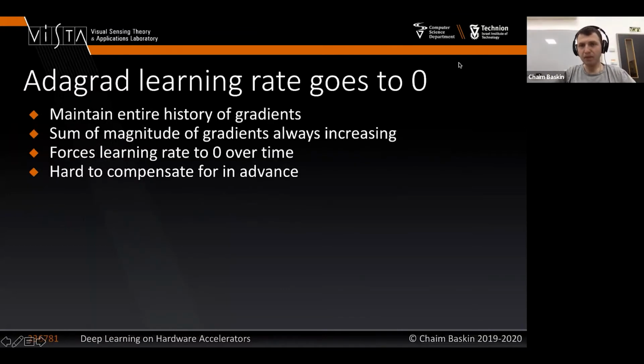Okay. And the learning rate in Adagrad goes to 0 over time, because when grad squared goes to infinity, the learning rate goes to 0, which means that we have actually converged to some point. So we maintain the entire history of the whole gradient. The sum of the magnitude of the gradients is always increasing. We force the learning rate to 0 over time, and it's hard to compensate for in advance.